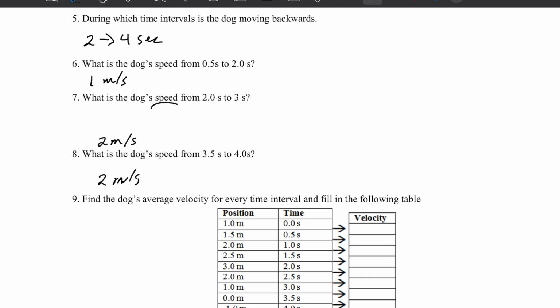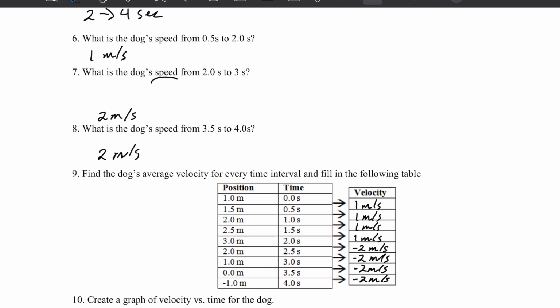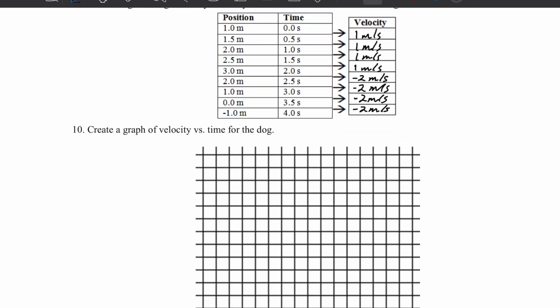Find the dog's average velocity for every time interval and fill in the following table. This is really easy because it had a constant velocity, so the average is the same as the constant. For the first 2 second segment, it's +1 meter per second, followed by the next, -2 meters per second. Certainly this could be a lot more challenging than it is, but this is still just the first day of class. And so let's not overcomplicate things. Those were the slopes. We can go back and look at the slopes, but it was 1 and then -2.